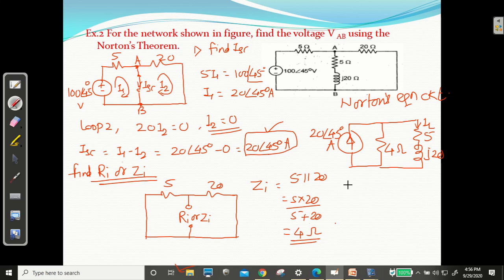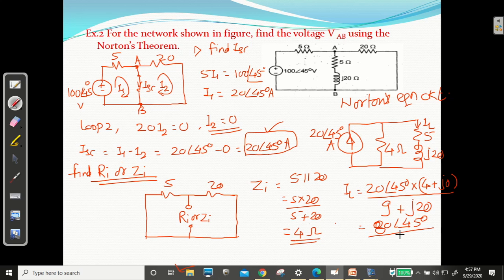So what is the value of IL from Norton's equivalent circuit? Total current 20 of the angle 45 degree into, the current has to be taken out, the parallel branch is 4, 4 meaning 4 plus J0, you can write 4 or 4 plus J0, upon the sum of 4 plus 5, 9 plus J20. So you can say 20 of the angle 45, 20 into 4, 80 will come, of the angle 45 degree.